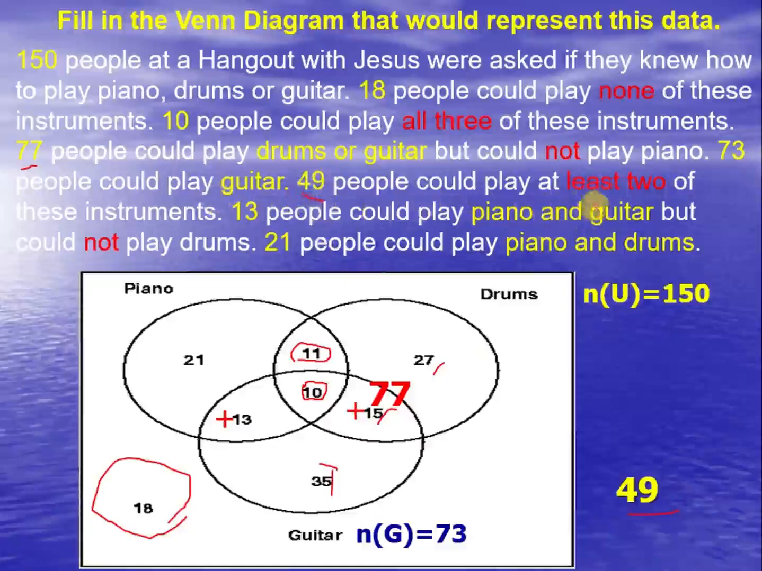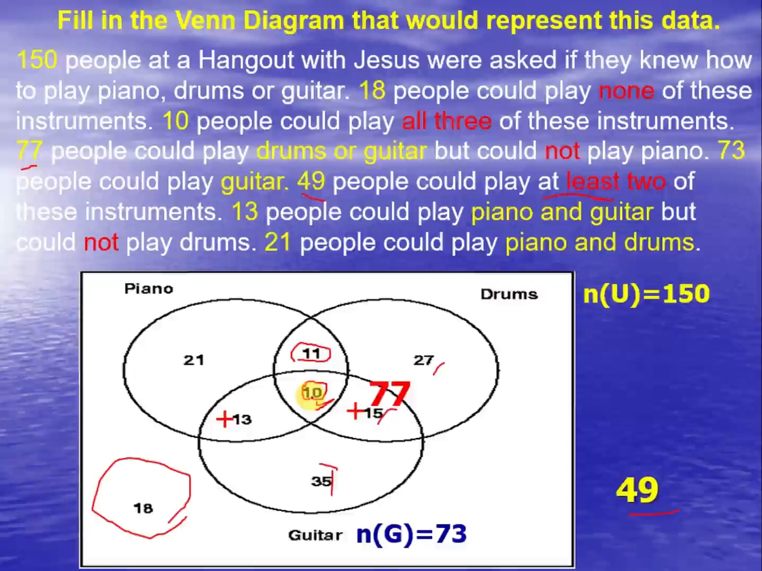So when you don't see "at least" here, but you hear that 49 people could play 2 of these instruments, it means the third region, these people who play 3, is excluded. They don't play 2. So it means we are only summing 11, 13, and 15. But the moment you hear "at least," it means it could be 2 or more. That's why you have to add the third region to it. Okay? So try to pause the video and look at it in detail.